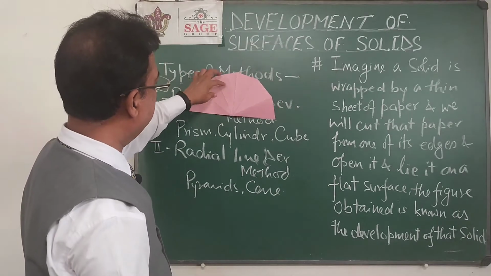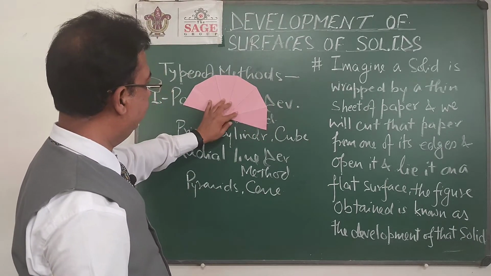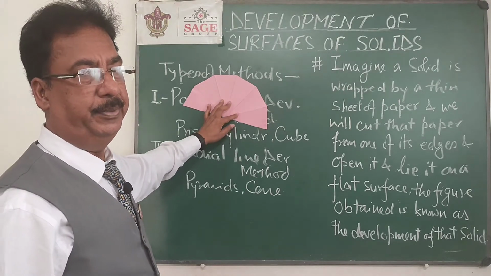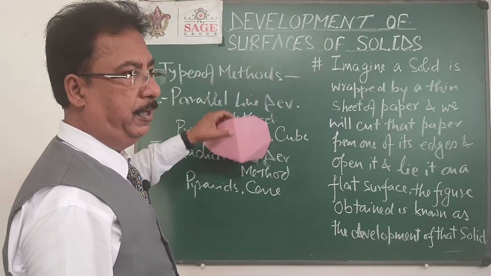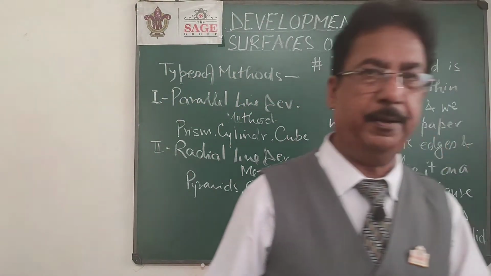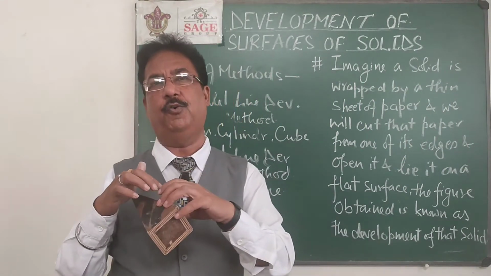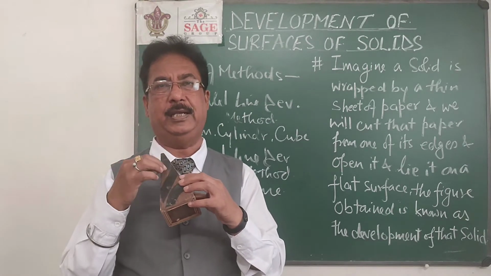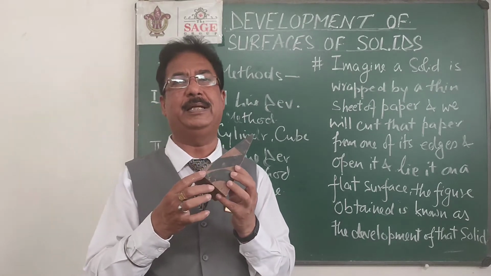So if I lay this on a flat surface, this figure will be the development of a hexagonal pyramid. The number of flanks will depend on the base sides. As I have a square pyramid, for this the development will be 4 triangles, with 2 sides as slant edges and 1 side as the base side.